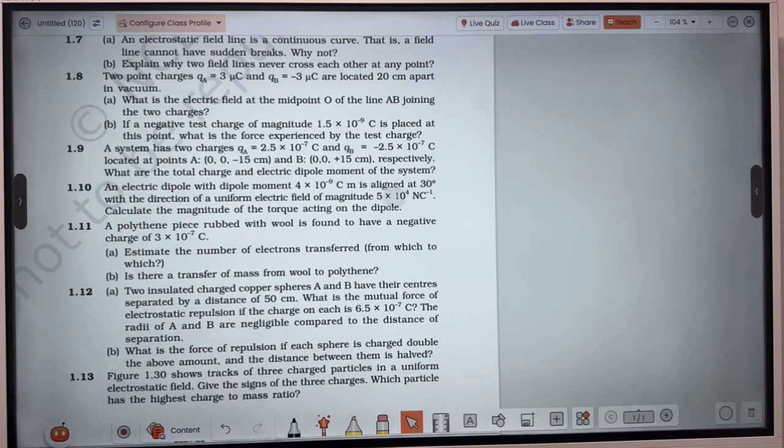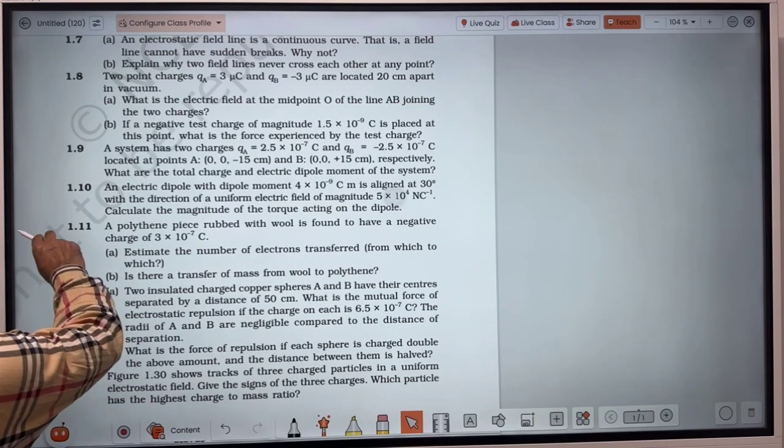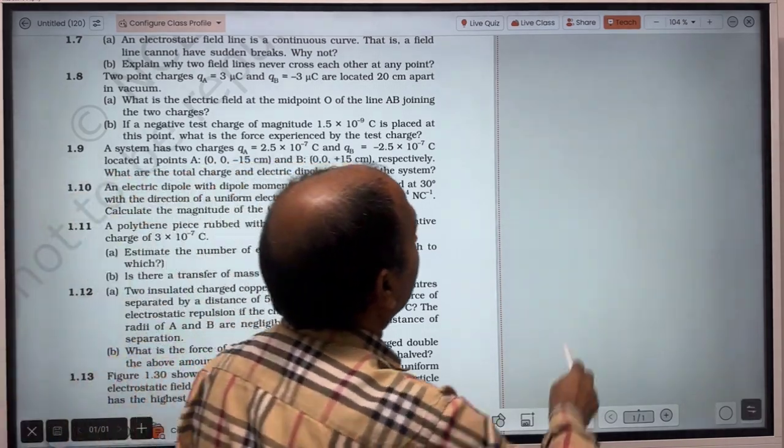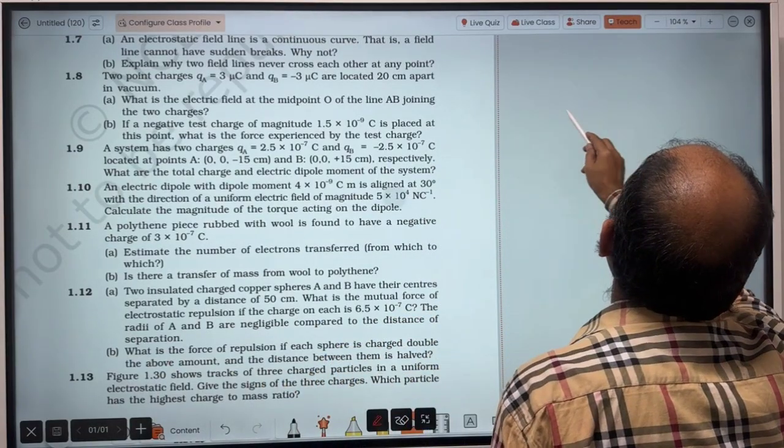There is another question. An electric dipole with dipole moment this much is aligned at 30 degree with the direction of a uniform electric field of magnitude 5 into 10 power 4 Newton per coulomb. Calculate the magnitude of the torque acting on the dipole. So if you remember, I told you how to find torque on a dipole.